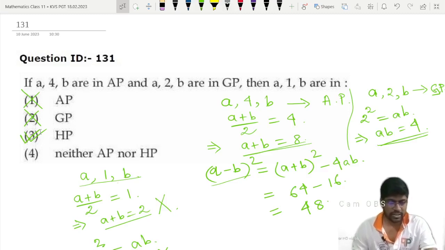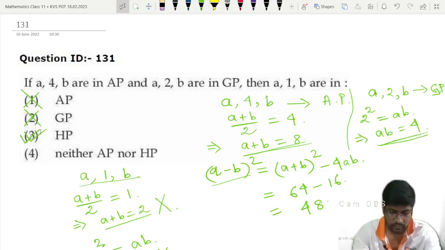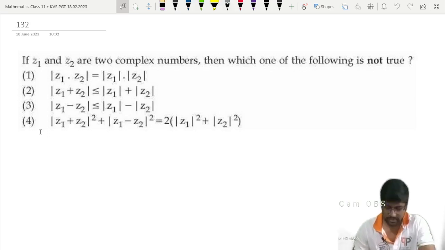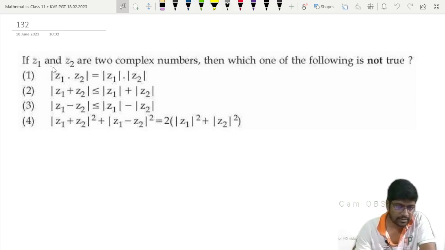So this was question number 131. Now come to question number 132. This is also very simple. We don't have to do anything, just we have to recall some results regarding complex numbers.